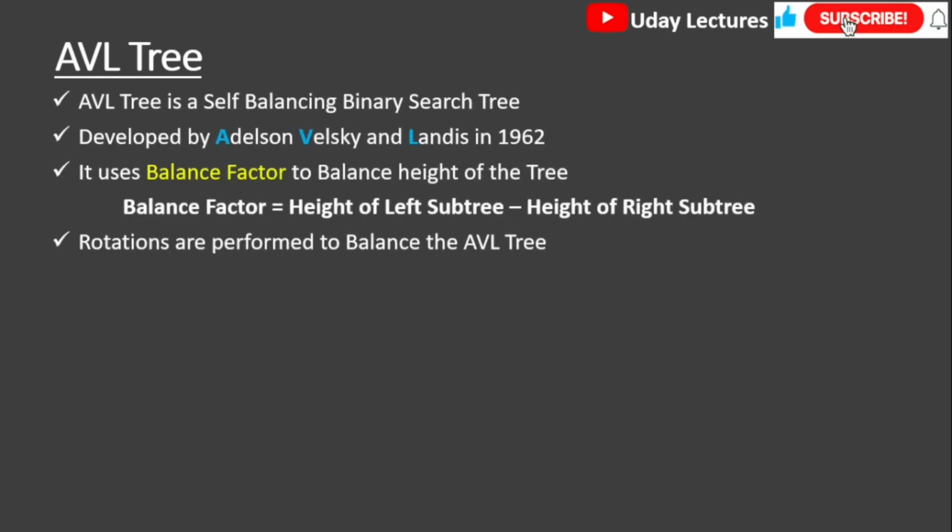Now, an AVL tree is called a self-balancing binary search tree. We call it self-balancing because a binary search tree can also be a skewed binary search tree. In that case, we end up with a worst-case scenario in search operation, where we have O(n) worst-case time complexity. To get rid of that problem, we try to balance the binary search tree, and this balanced binary search tree we call an AVL tree. It is named after its developers, Adelson-Velsky and Landis, who developed it in 1962.